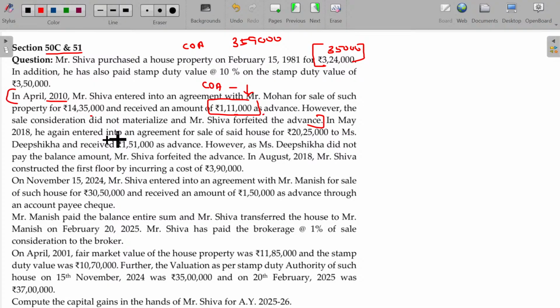In May 2008, he again entered into an agreement for sale of the house property for 20,25,000 to Mrs. Deepiksha and received 1,51,000 as advance. However, as Mrs. Deepiksha did not pay the balance amount, Mr. Shiva forfeited the advance. If it is forfeited, then automatically what happens? It will fall under income from other sources. In August 2018, Mr. Shiva constructed the first floor by incurring 3,90,000. This 3,90,000 is considered as cost of improvement.